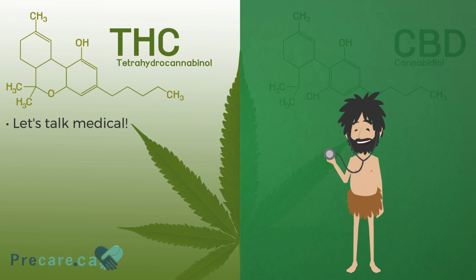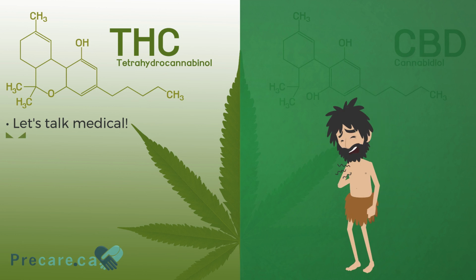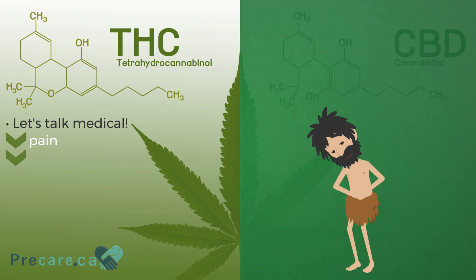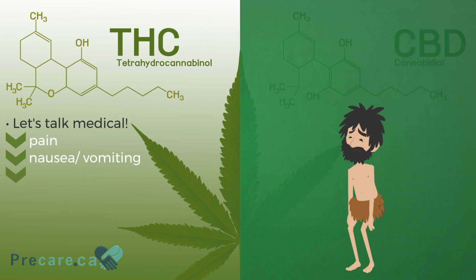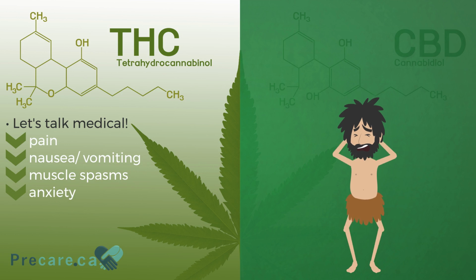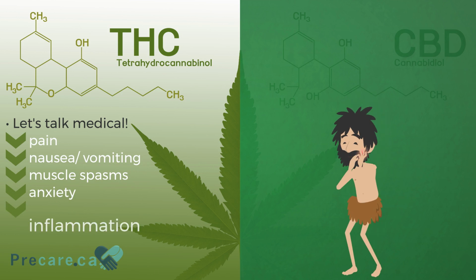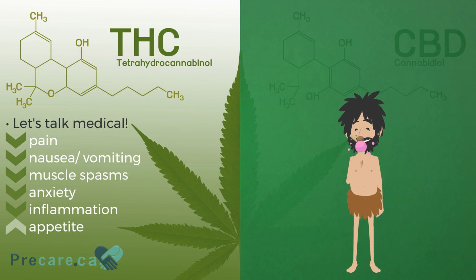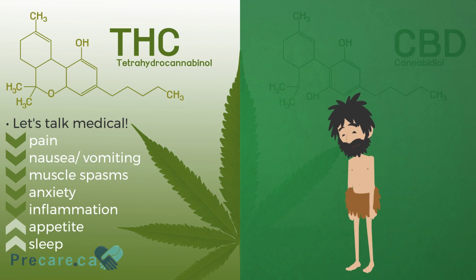THC provides the following and potentially many other benefits, including analgesia, which means reducing pain, antiemetic, which means reducing nausea and vomiting, antispasmodic, meaning it reduces muscle spasms, reduce anxiety, and anti-inflammatory, meaning it reduces inflammation. It can also stimulate appetite and can work as a sleeping aid.